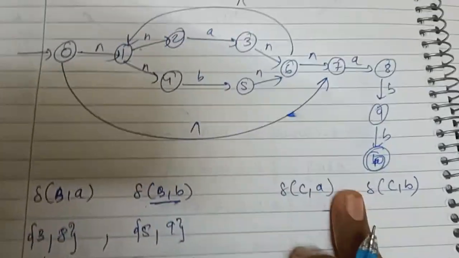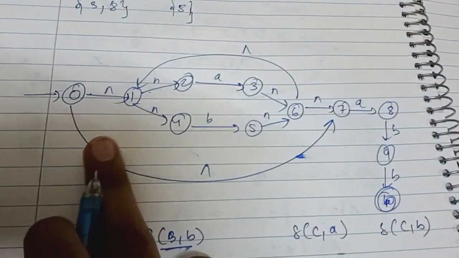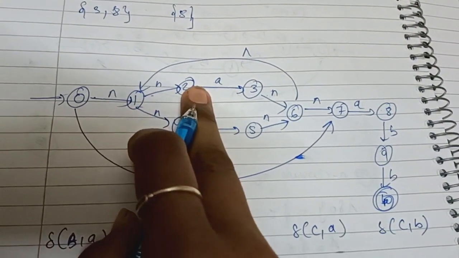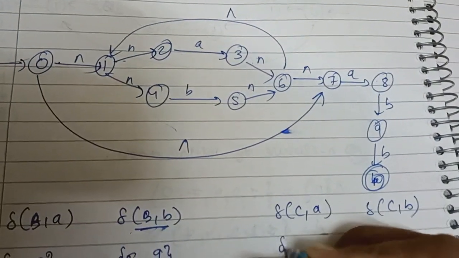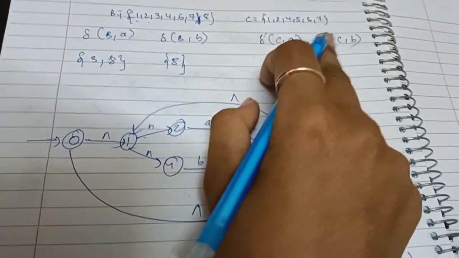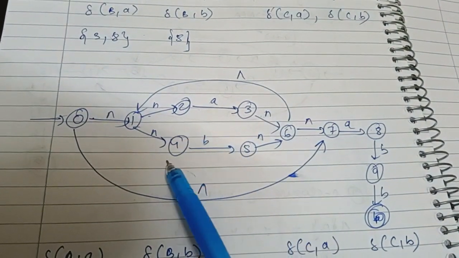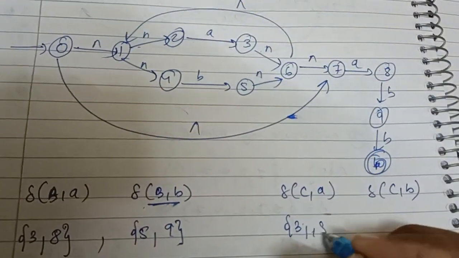Now let's find out C comma A. Now what we have in C, so 1, 2, 4, 5, 6, 7. So 1 with A, no. 2 with A, yes. So we'll get as 3. Then 1, 2, 4, 5, 6, 7, 8. So 4, no. 5, no. 6, no. 7 with 8, yes. So this is 8.